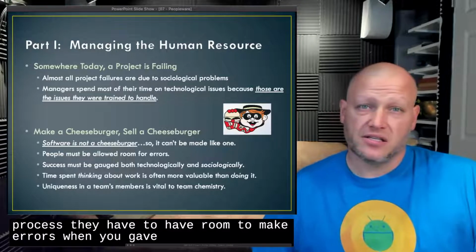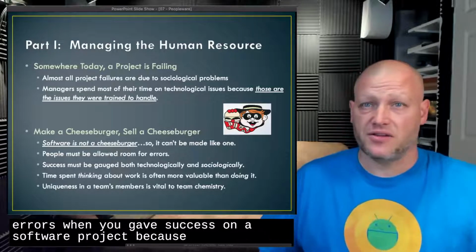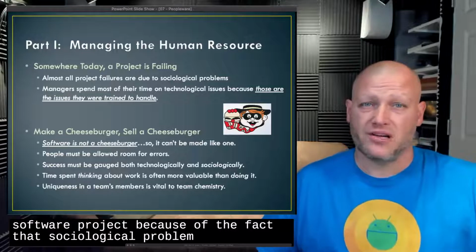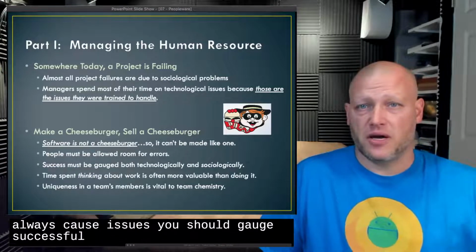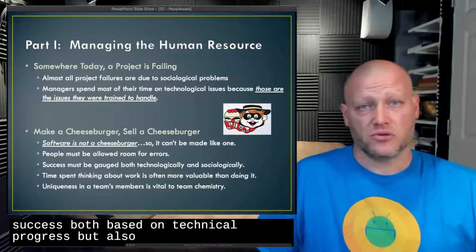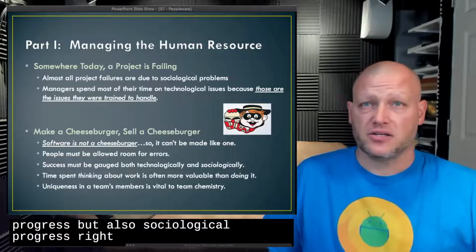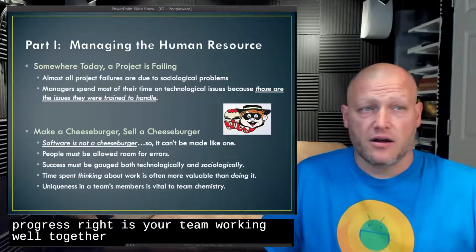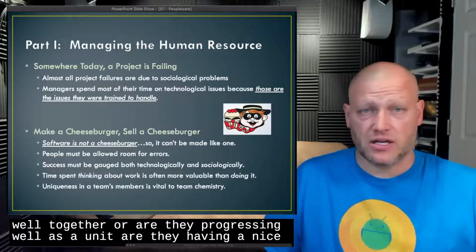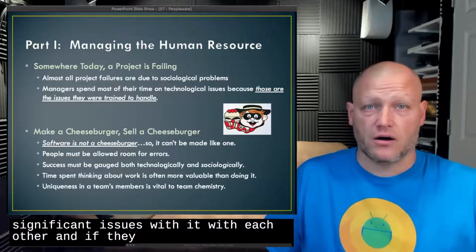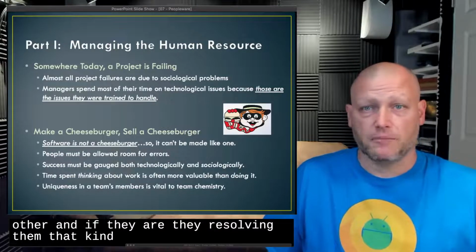When you gauge success on a software project, because of the fact that sociological problems tend to always cause issues, you should gauge success both based on technical progress but also sociological progress, right? Is your team working well together? Are they progressing well as a unit? Are they having any significant issues with each other? And if they are, are they resolving them? That kind of a thing.